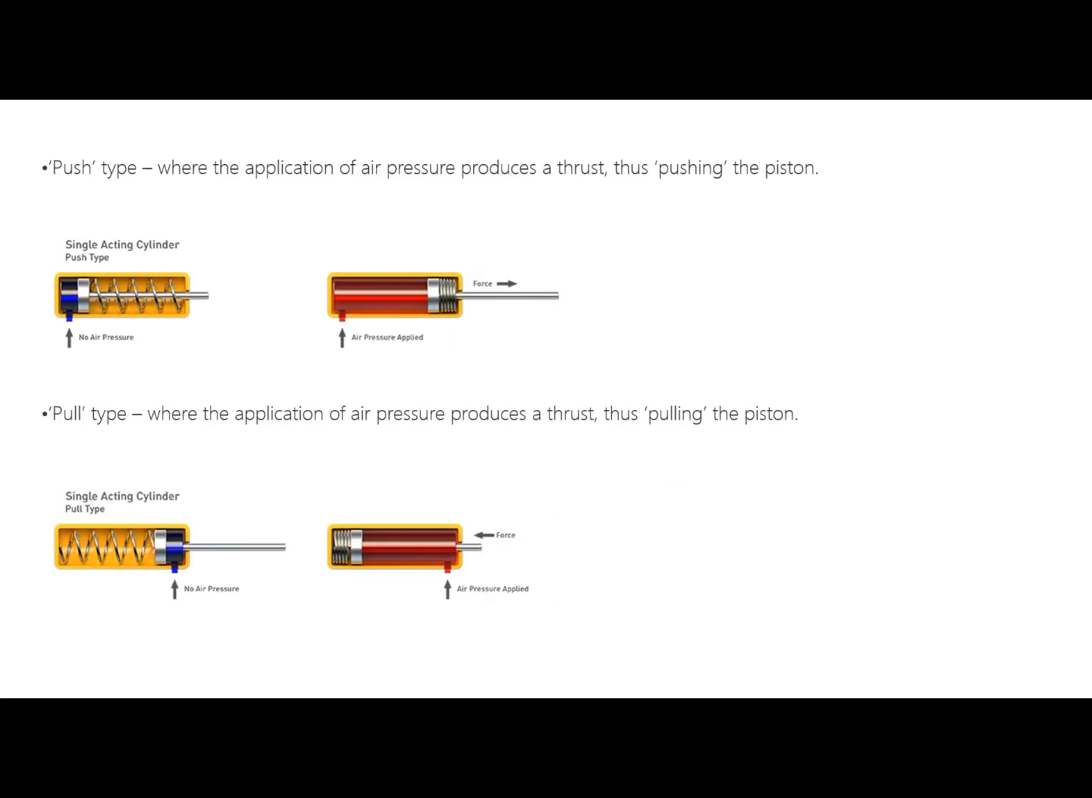Here are examples where the application of air pressure produces a thrust pushing the piston. So this is pushing. And the application of air pressure produces a thrust pulling the piston.